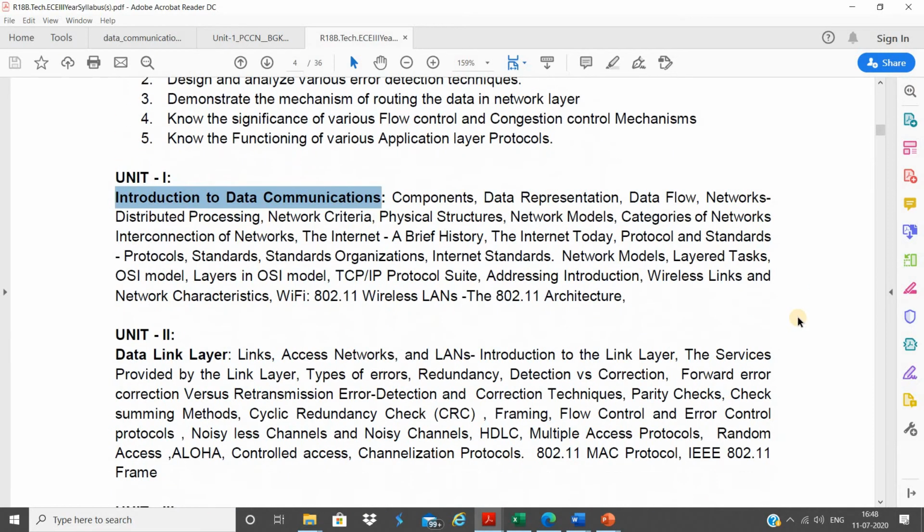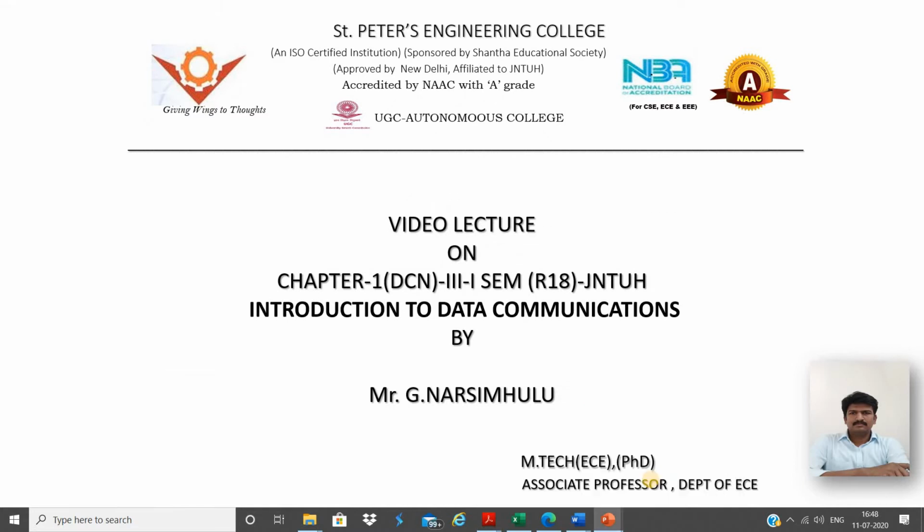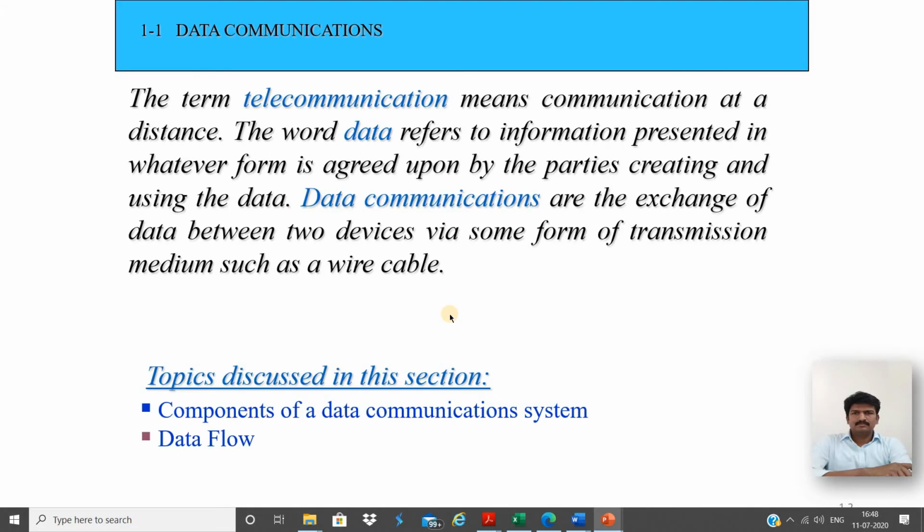Introduction to data communication is part of chapter 1 or unit 1. It includes components, data representation, data flow, networks, distributed processing, network criteria, and all these things, which will be discussed in chapter 1. As today is the first class, we are going to discuss the introduction of data communication. Let us go with this.